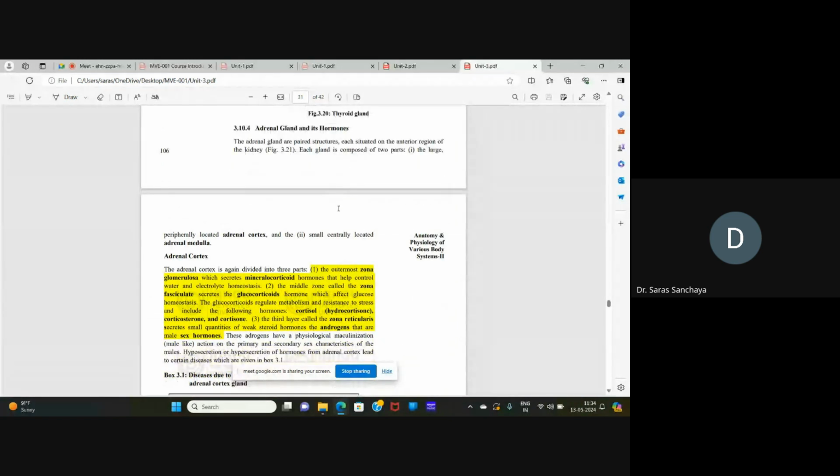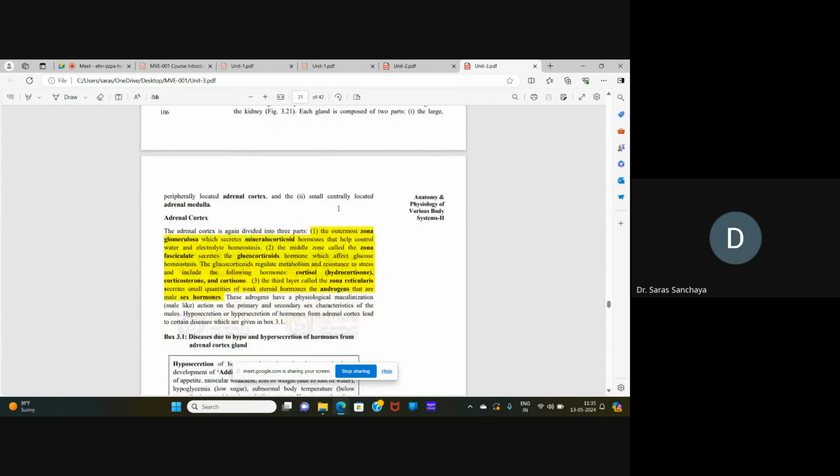Now, the adrenal cortex. The adrenal cortex is divided into three parts: the outer zona glomerulosa, which secretes mineralocorticoid hormones that help control water and electrolyte homeostasis; the middle zone, called the zona fasciculata, which secretes the glucocorticoid hormones, which affect glucose homeostasis. The glucocorticoids regulate metabolism and resistance to stress and include cortisol or hydrocortisone, corticosterone, and cortisone. A third layer, called the zona reticularis, secretes small quantities of weak steroid hormones like androgens, that are male sex hormones.